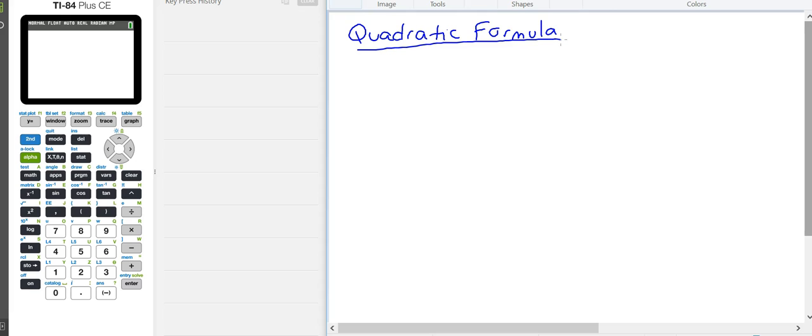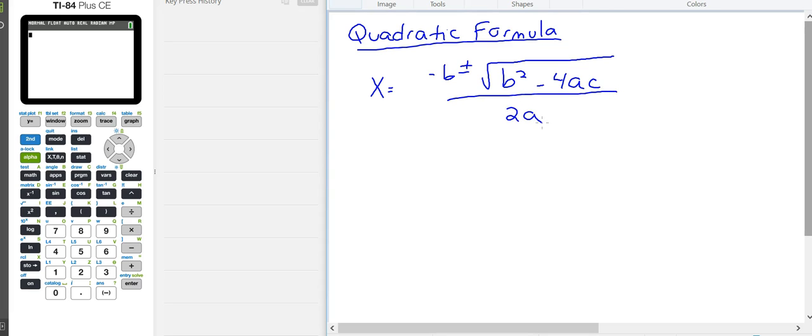The quadratic formula, you are not required to memorize it. It is on the reference sheet that you'll get with your Regents. The quadratic formula is x is equal to negative b plus or minus the square root of b squared minus 4ac over 2a. And what does this mean?